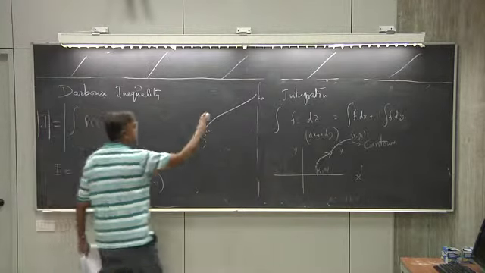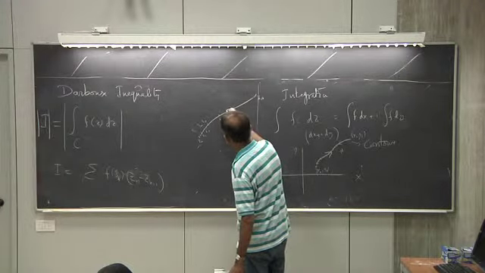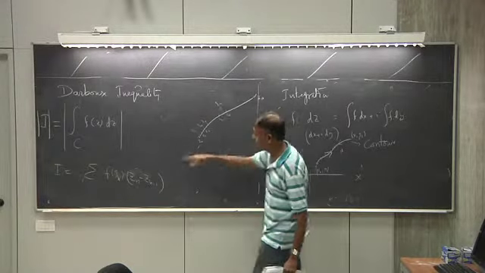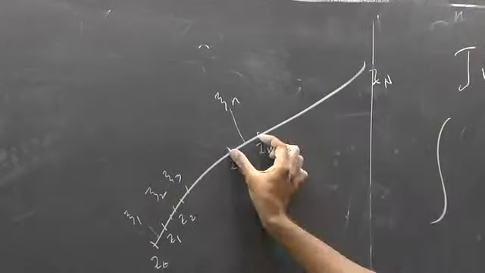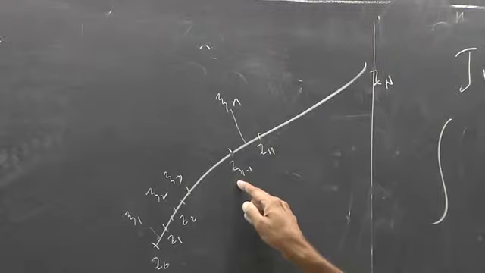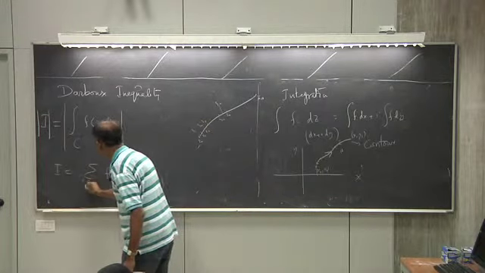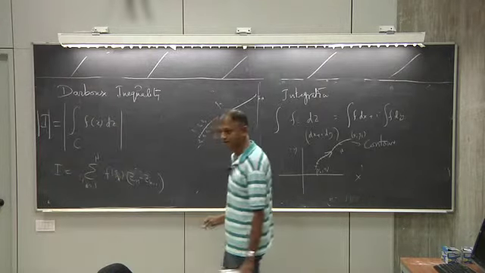So look at the nth piece. Say this is Z_{n-1}, and that is Z_n, and here is some point psi_n. I evaluate the function f at psi_n and multiply by this difference, Z_n minus Z_{n-1}. Then sum over n going from 1 up to capital N.